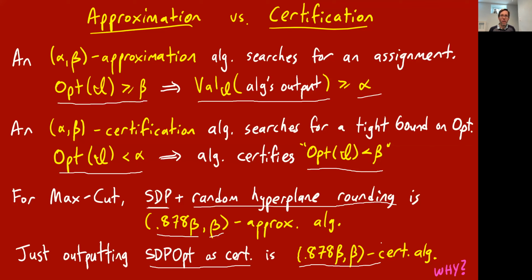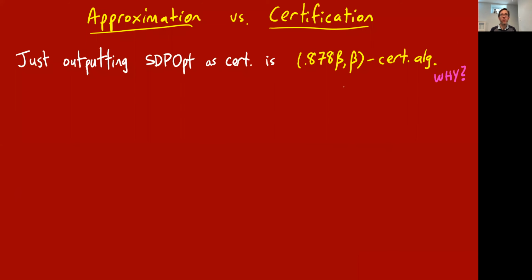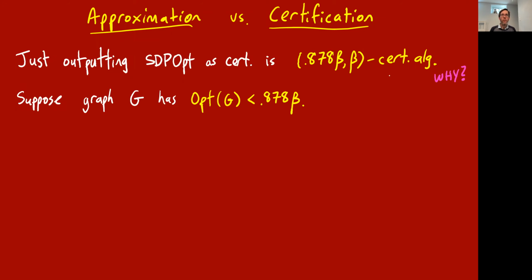And let's really understand why this is the case. So let me dive into this question. I claim that outputting the SDP value is a 0.878 beta comma beta certification algorithm for every value of beta. So why is this true? Well, fix some number beta. And suppose you have a graph G whose maximum cut is strictly less than 0.878 beta.